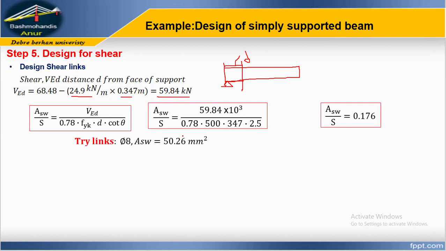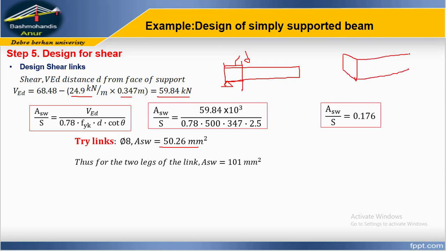Okay, if we take a link with diameter 8 mm, the area of this link equals 50.6 mm square. Since we use two legs, for example, if this is the beam, the stirrup is like this. This is the stirrup. We have one leg, this is the second leg, so we have two legs. Therefore, we have to multiply by 2, and the area of steel for this link equals 101 mm square.